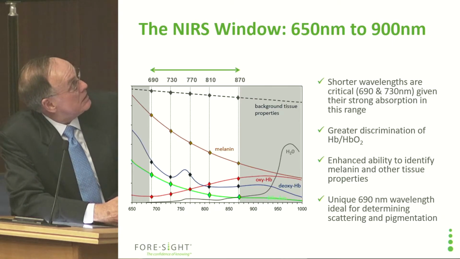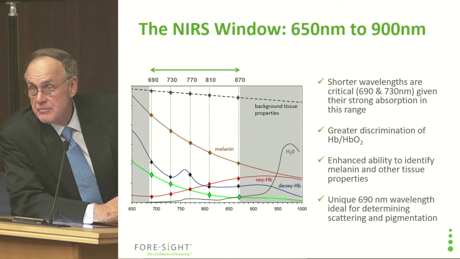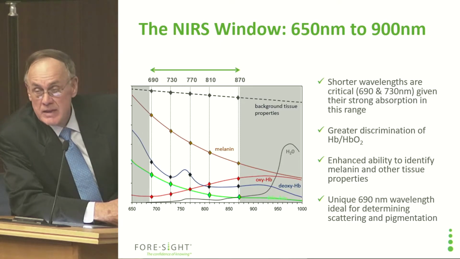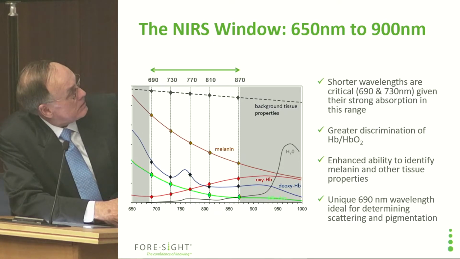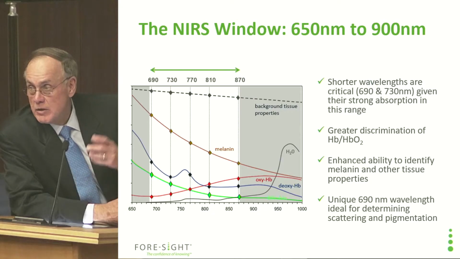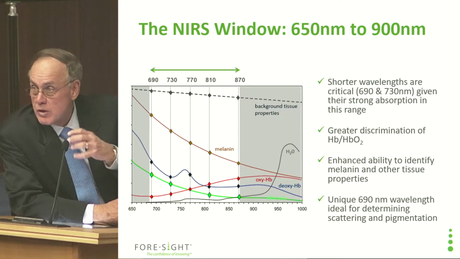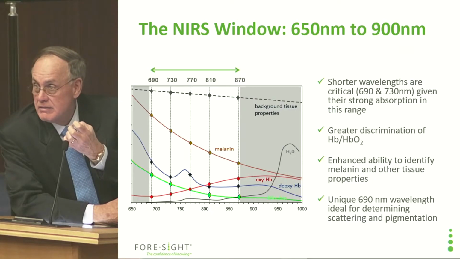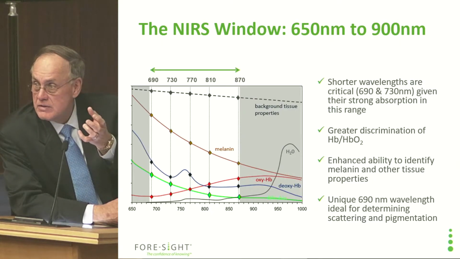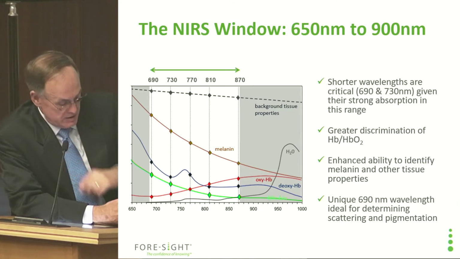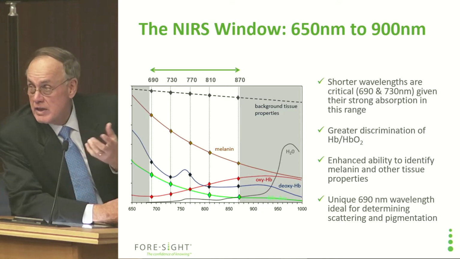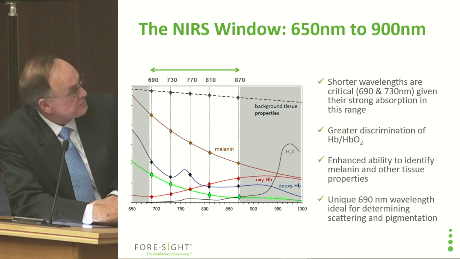We start with wavelength 810. And at wavelength 810, right here, you can see that hemoglobin with oxygen and hemoglobin without oxygen absorbs light exactly the same way. So you can't tell the difference. You don't know if it's oxygenated or not oxygenated. But it does tell us then the total hemoglobin. We know how much hemoglobin is actually there.